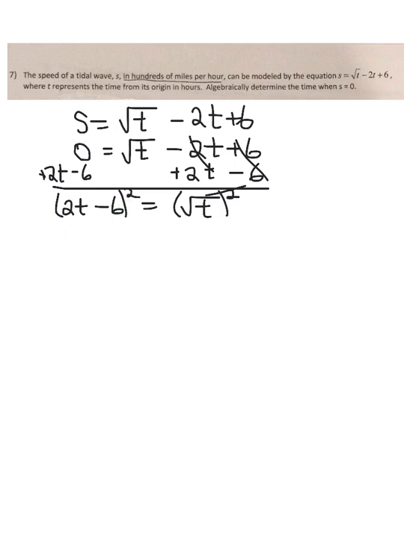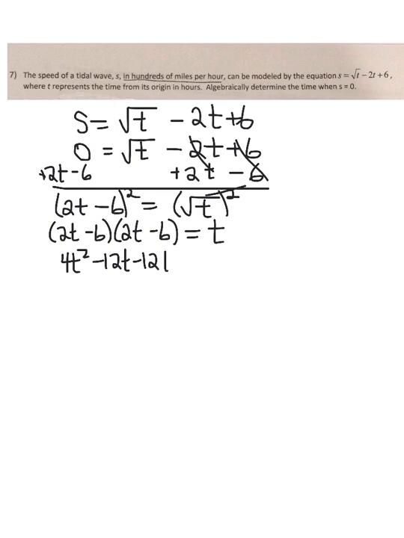And when we square that binomial, remember what that means. That means you have to write that value, 2T minus 6, two times, and you are going to have to double distribute that. On the right side, we're just going to have T because the radical canceled out. When we double distribute, we get 4T squared minus 12T minus 12T plus 36 equals T. So let's simplify a little bit. I have 4T squared minus 24T plus 36 equals T.